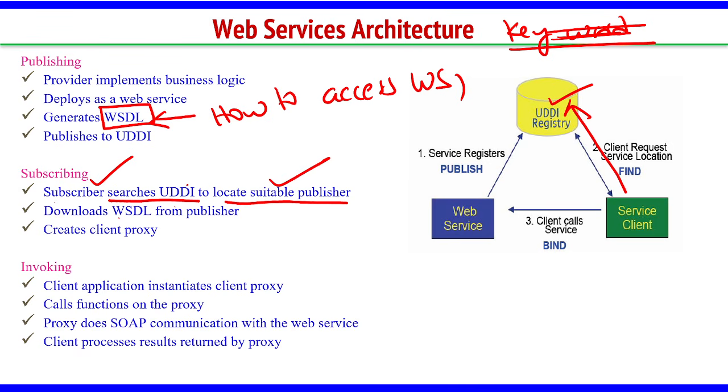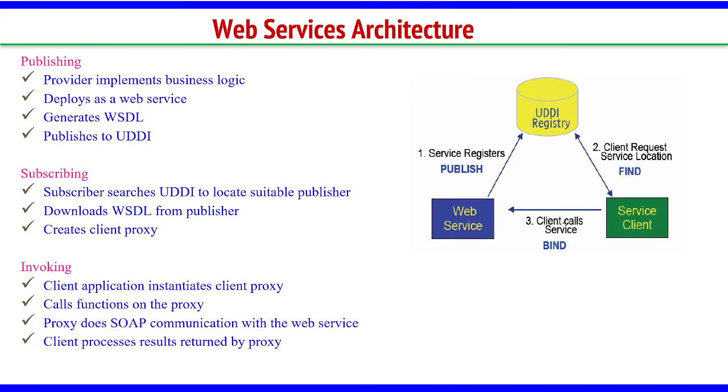After that, he downloads the WSDL from the publisher, then creates the client proxy. Based on the IP details or the URL details available in the WSDL, the subscriber or the client will try to create the proxy, means creating network connection to access that particular service. Then once the connection is created, right, client application initiates the client proxy. Then calls functions on the proxy on this network connection, then the client will call the function.